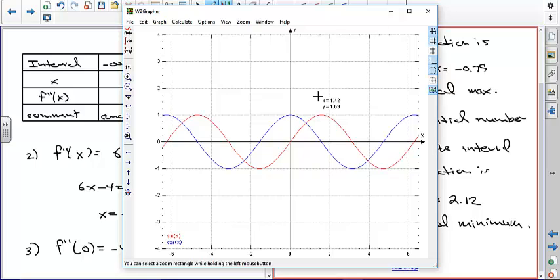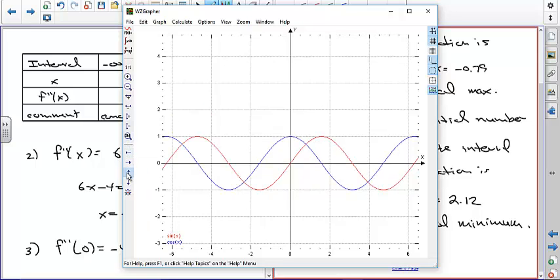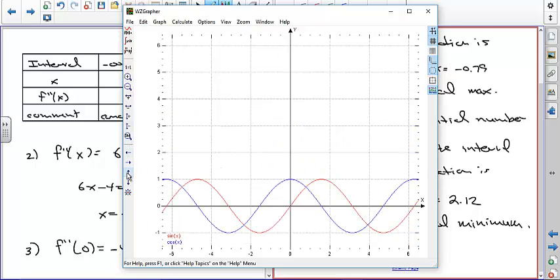So at this part of the curve, I think I'm going to move this down so I can reach it. Let me move my graph down or up, whichever way it goes here. There we go. Okay, so now I can reach it.